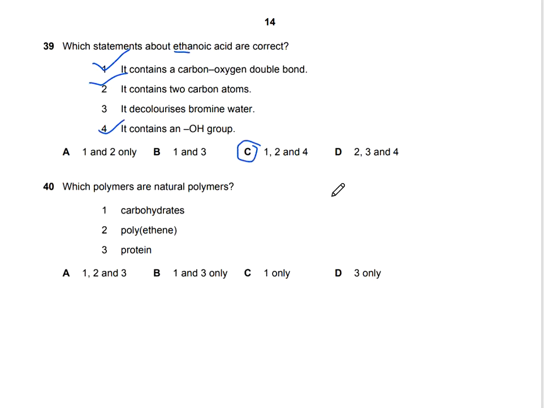Which polymers are natural polymers? So we have carbohydrates. Yes, it's a naturally occurring polymer. Polyethylene, this is synthetic actually. And protein, it is a natural polymer. So the correct answer for this is letter B.